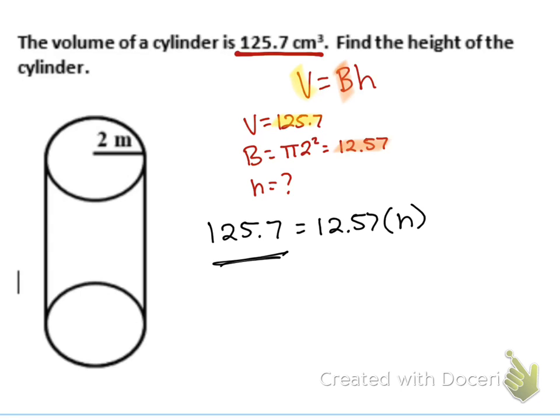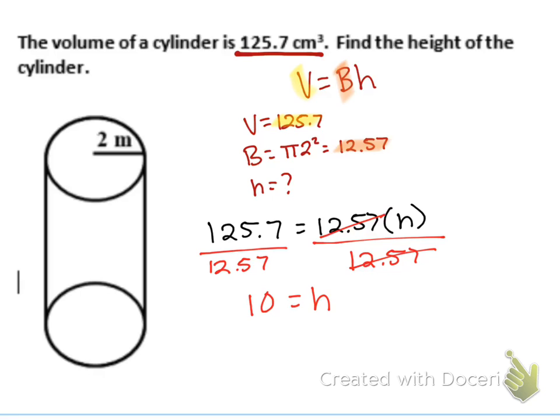Okay, the easiest way to do that is, since these are multiplying, the opposite of multiplying would be divide. So let's divide by 12.57. And so when we do this, on the left side it becomes a 10, and on the right side they cancel out to a 1, and we're just left with h. So here height is just 10. So this part right here is just 10 meters.